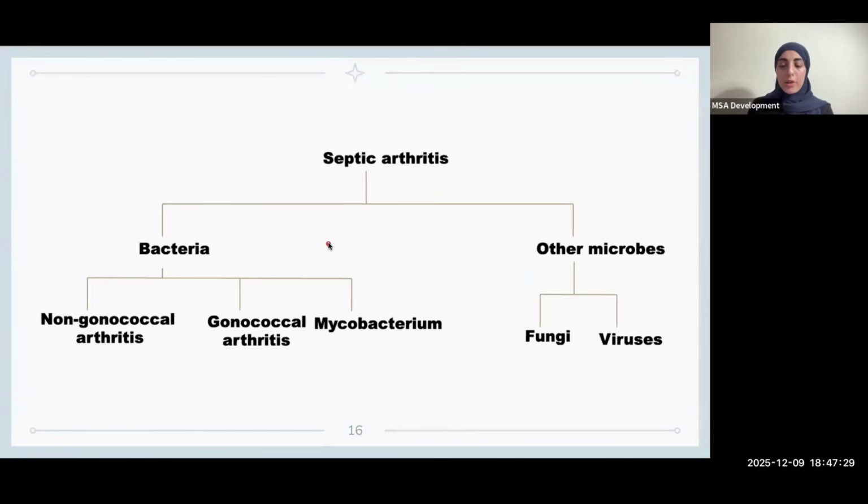Now, when we are talking about septic arthritis and we're discussing the organisms that cause it, we can have bacterial septic arthritis versus other microbes, like fungi, viruses, but we won't really discuss these today. We're going to discuss bacteria. That's the more common cause of septic arthritis in general. Inside the bacterial septic arthritis, we divide it into categories. We have mycobacterial septic arthritis, gonococcal arthritis, and then non-gonococcal arthritis, which includes all other bacteria. And these are in very specific groups of patients. The non-gonococcal are the more general and classic picture, okay?